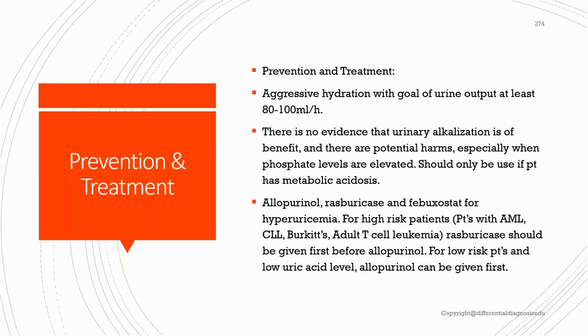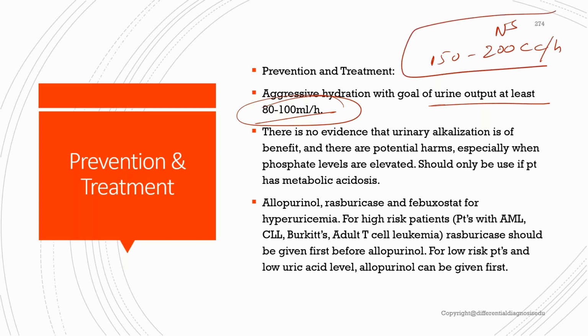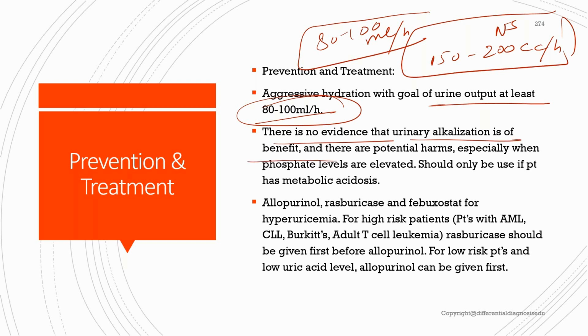So for treatment, we have to give them fluid to maintain urinary output of at least 80 to 100 ml an hour. I would say you can put them on 150 to 200 cc an hour of normal saline. Your urinary output should be 80 to 100 ml per hour. You can tell the nurse to monitor that. There is no evidence that alkalization of urine will be helpful.